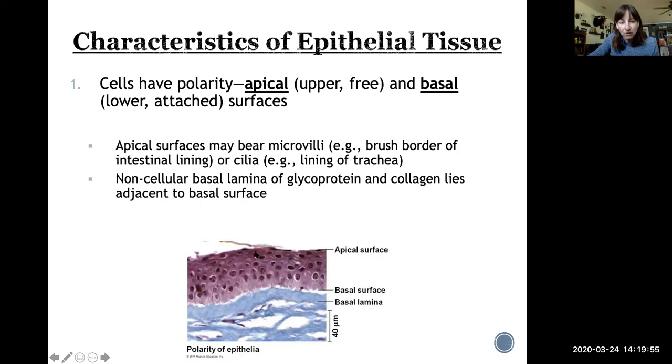The apical surface can have microvilli or cilia, and the base, the underneath surface of epithelial tissue, so this is the apical surface and this is the base, the basal surface underneath, is often connective tissue, for one thing. It also tends to include glycoproteins and collagen. So remember, connective tissue is holding stuff together, so it's holding this epithelial tissue to whatever the underlying tissue is down here. Okay.